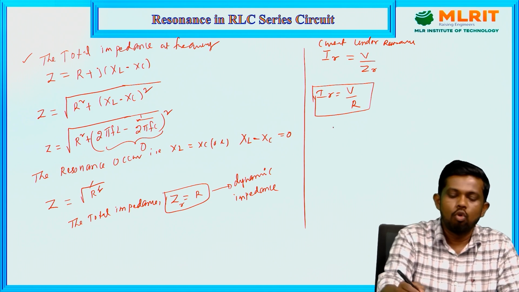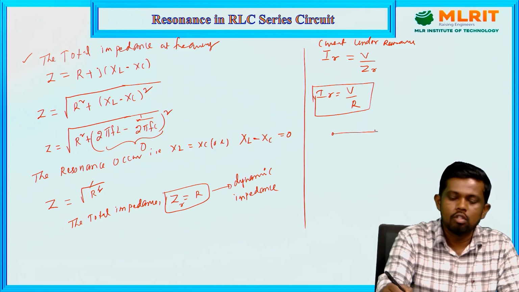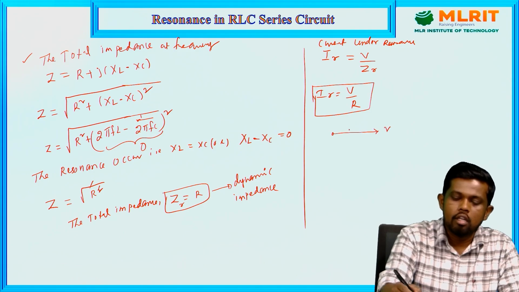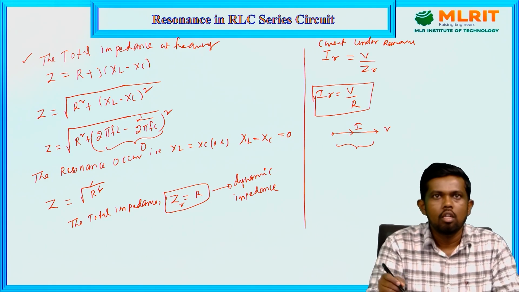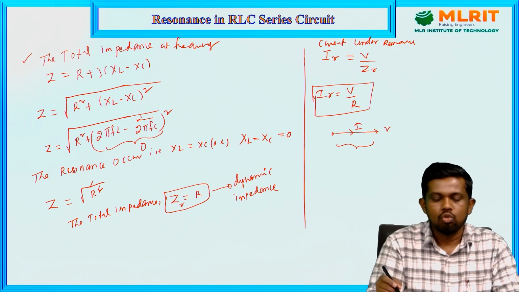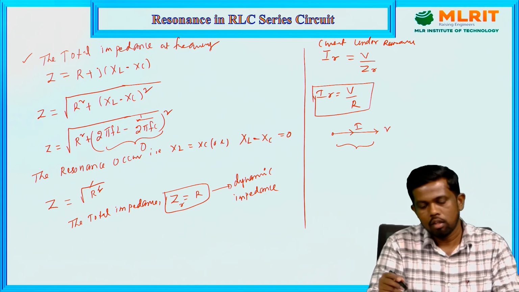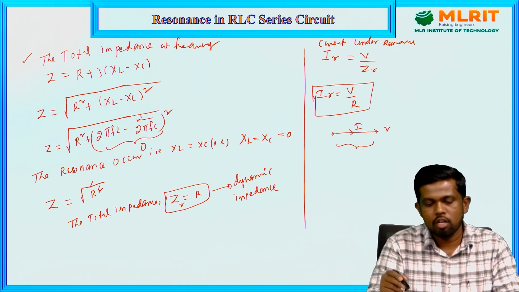Because the voltage and current are both in phase. So this is the voltage, and this one is the current. Both are in phase, whatever the current circulating under the resonance condition of the RL series circuit, which is the same as or similar to the pure resistive network.